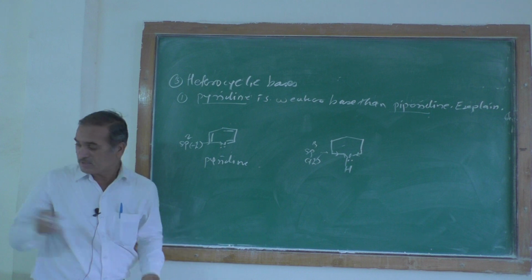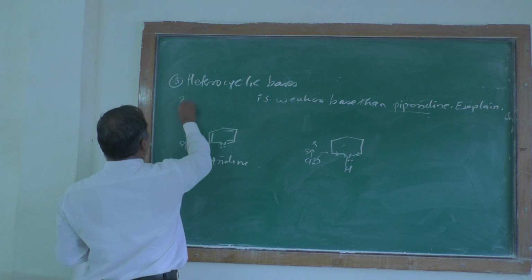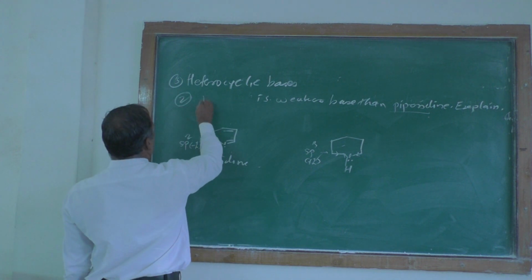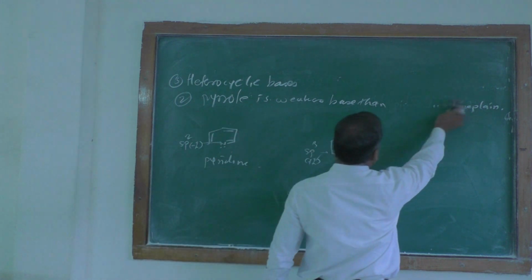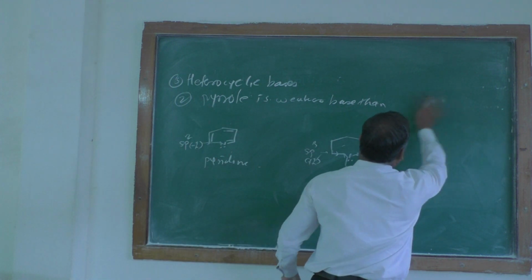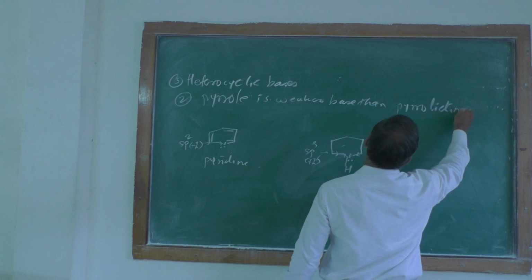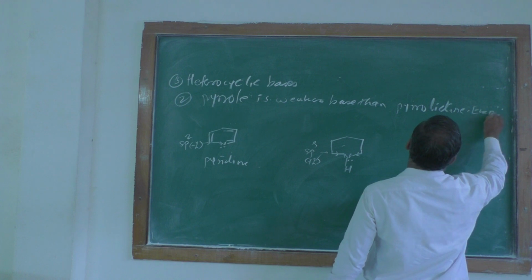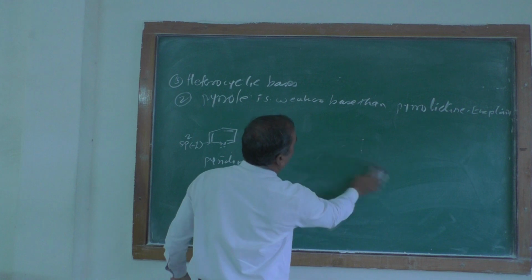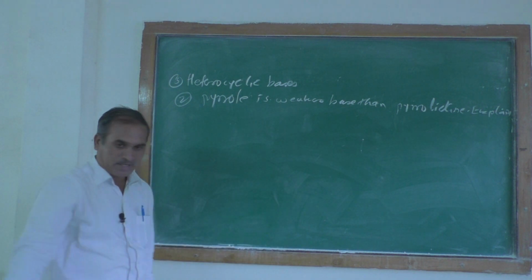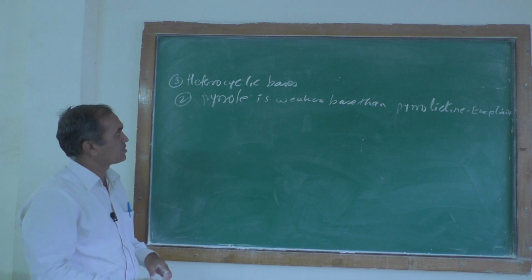Now let us look at the second application. The second application is this one, pyrrole. Pyrrole is a weaker base than pyrrolidine. Pyrrolidine, explain. Pyrrole is a weaker base as compared to pyrrolidine. Again, so simple, that is a heteroatom. Pyrrole is again a heteroatom.